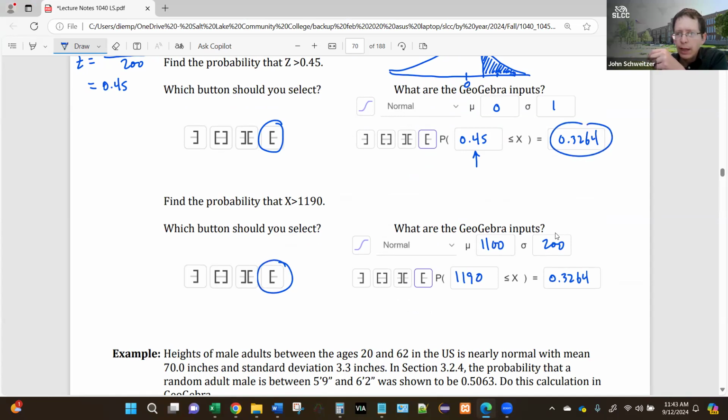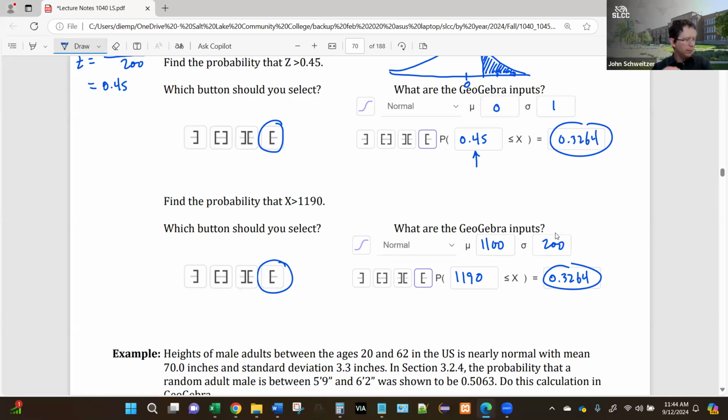Notice the answer is the same, but the second way is a little bit faster, because we didn't have to calculate a z-score. All right. Let me do one more, and then I'd like you guys to try one.